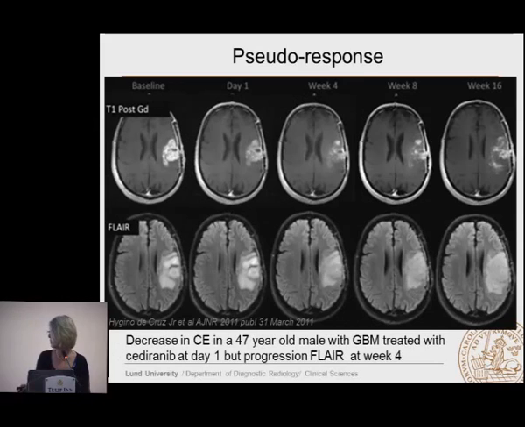Here's another case, similar again. Again, you could see overall baseline, you see how this patient very quickly, already at 4 weeks, has a significant decrease in the contrast enhancement. But you could also see here that you had a progression of the FLAIR signal abnormality at this time, even with the continuous decrease in the contrast enhancement. So also this patient was progressing at week 4 and did not look as good as it maybe was looking by looking at the contrast enhancement itself.